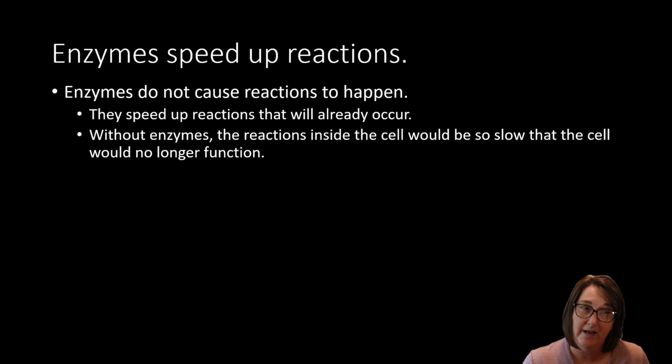Enzymes are going to speed up reactions. They're not going to cause the reaction to happen. They're going to speed up reactions that will already occur. It will just take a very, very long time for them to happen naturally. So what an enzyme does is it speeds up this reaction. Without enzymes, the reaction inside the cell would be so slow that the cell would die or would no longer be able to function. It could take 1,000 years for one enzyme or one molecule to break down or come together on its own. The enzymes are going to allow it to happen very, very quickly.